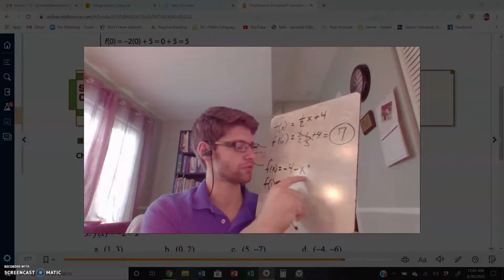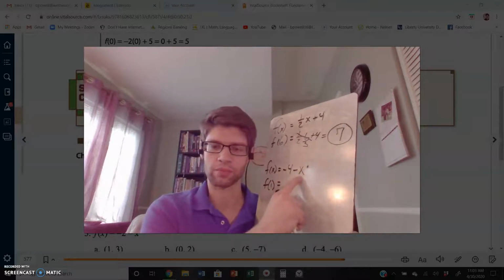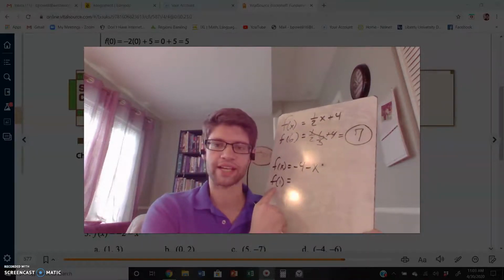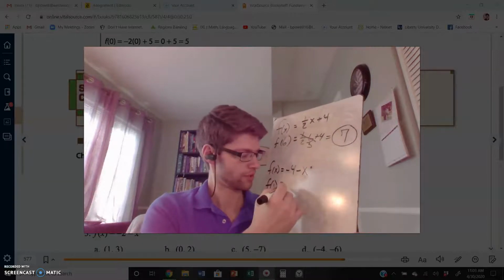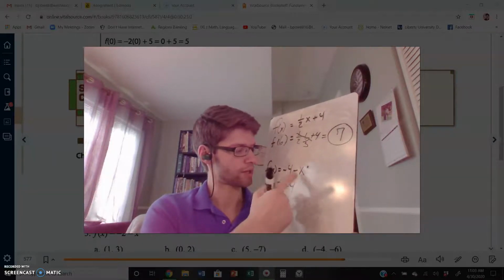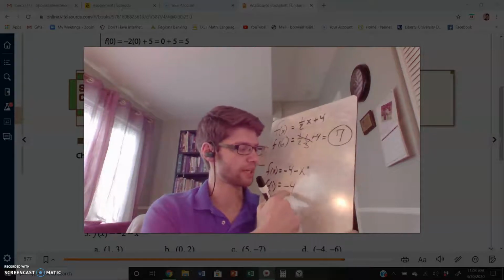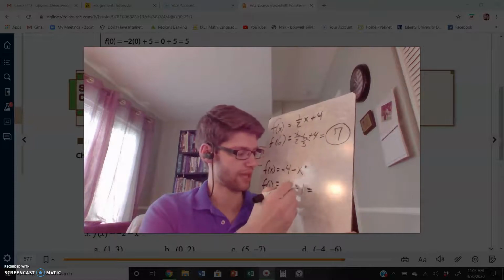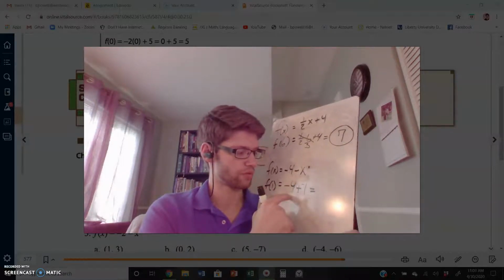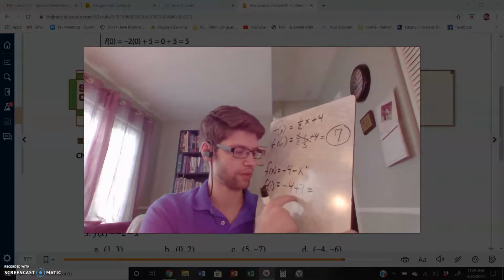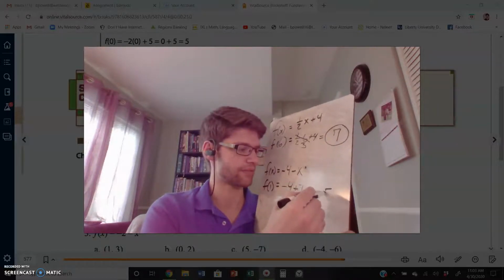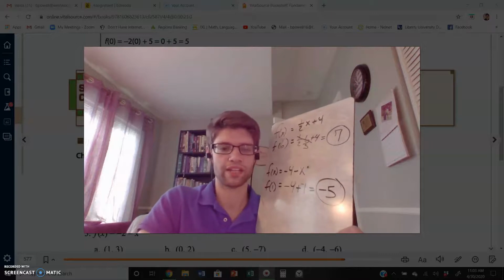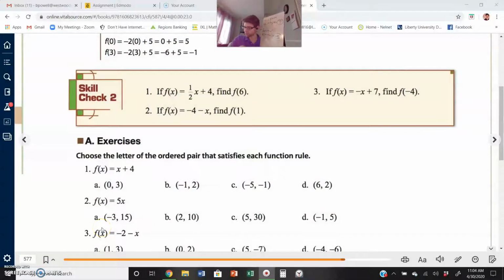Well, here's the function rule. f of x is equal to -4 minus x. And we're supposed to find f of 1. So we put 1 wherever we see an x. -4 minus 1. Remember, whenever we subtract, it's adding the opposite. So -4 plus -1 is -5. You should have an answer of -5. So for number 1, you should have 7. For number 2, you should have -5.